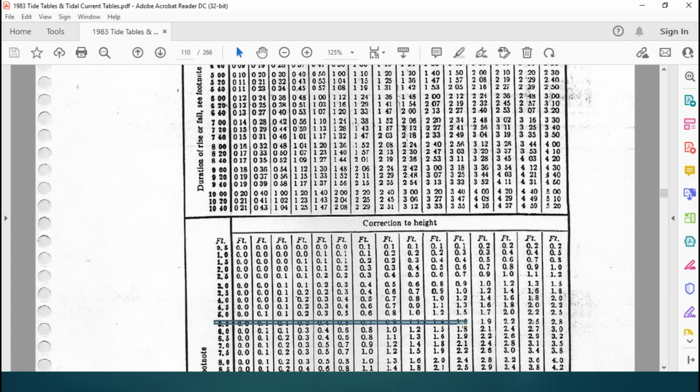And our duration is 619, so we can round that to 620. And we're going to go up this column till we get to that 620 line in the top part of the table, which is right here. And we get that correction of 2 hours and 19 minutes.